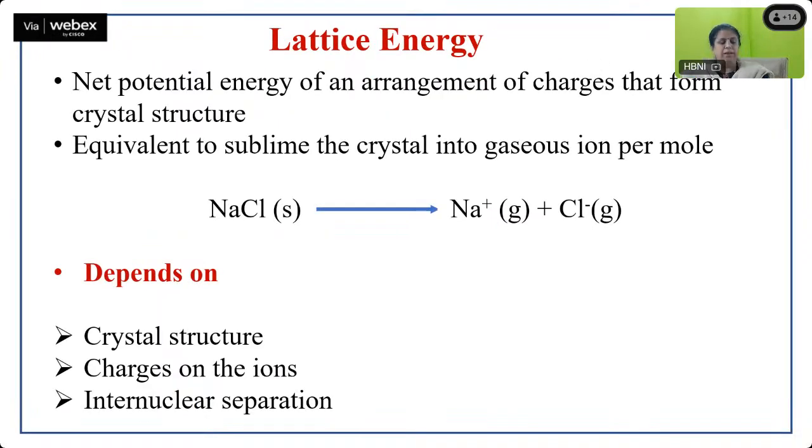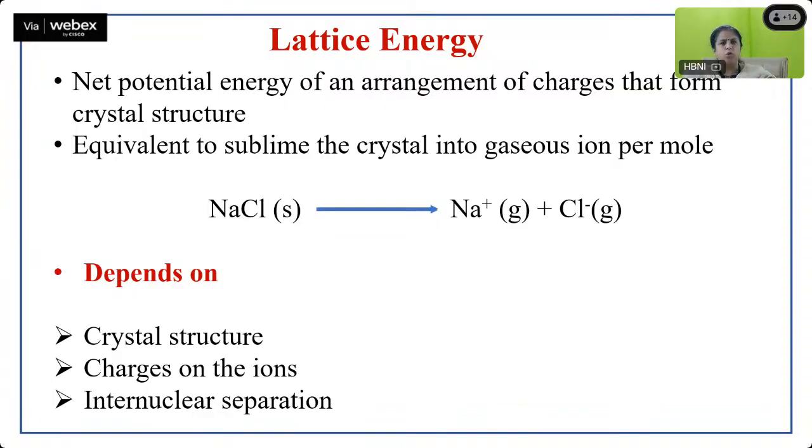Now another point that I want to discuss is lattice energy. What is lattice energy? I told you in a very crude form: how much energy do you need to break that crystal? The greater the lattice energy, the stronger the crystal. In technical terms, it is the net potential energy of an arrangement of charges that form a crystal structure. The crystal structure has a specific arrangement of positive and negative charges. So over the crystal, what is the net potential energy? That is your lattice energy.